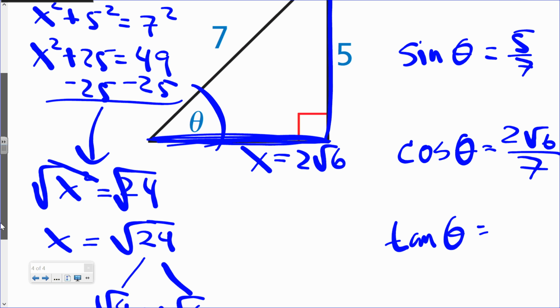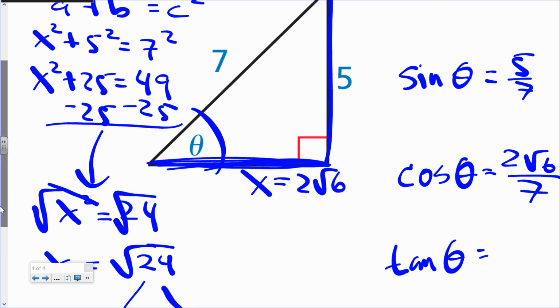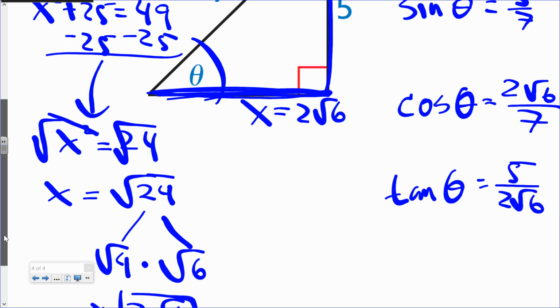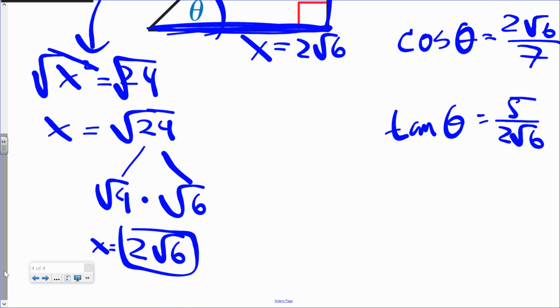How about tangent time? Opposite over adjacent, the TOA part of SOHCAHTOA. Opposite over adjacent is 5 over 2 rad 6. Nice. Now, before we move on to the last 3, the cosecant, secant, and cotangent, there's something I've got to say here about this tangent.